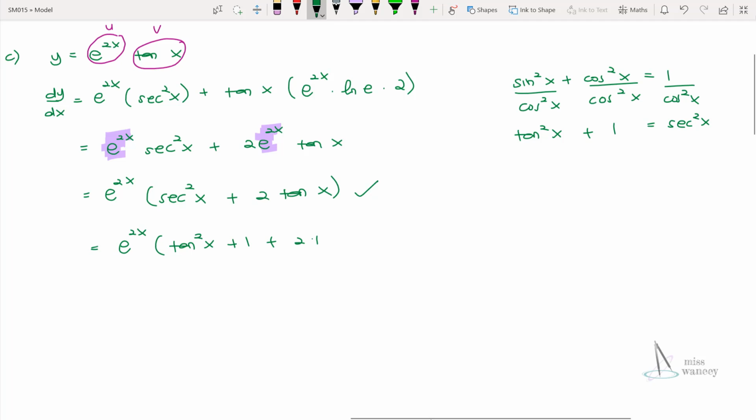plus 2 tan x. Okay, so basically over here we can actually simplify them. It's like having x squared plus 2x plus 1. So if you do factorize them, it will become (x plus 1) squared. So in this case, it will become e^(2x) (tan x plus 1) squared. So this one is going to be similar to the answer that is given. So nanti boleh tidur malam lah, jawapan dah sama.